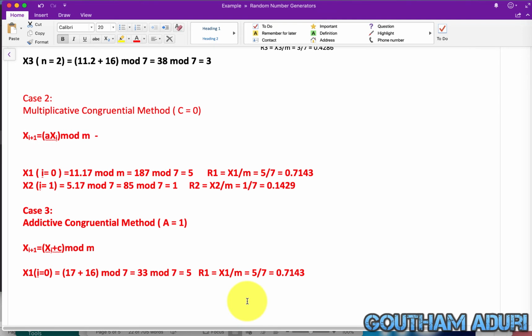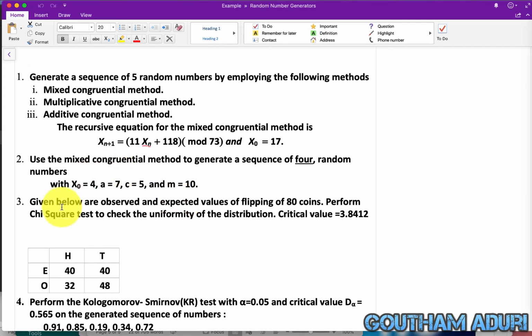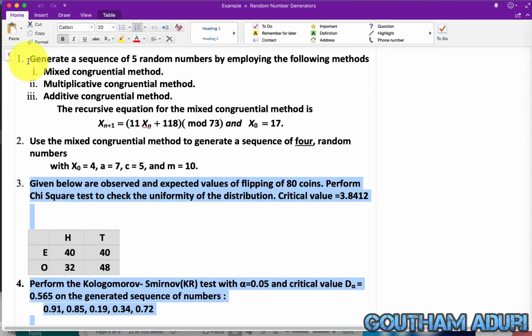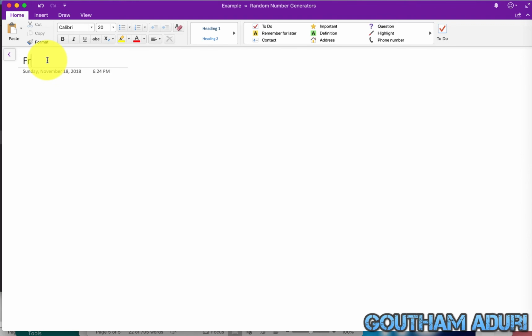So this is to generate the random numbers, and there are two more tests, the frequency tests. One is the uniformity test, the KS test, Kolmogorov-Smirnov test, and the other one is the chi-square test. So these are the frequency tests to check the uniformity of distribution.